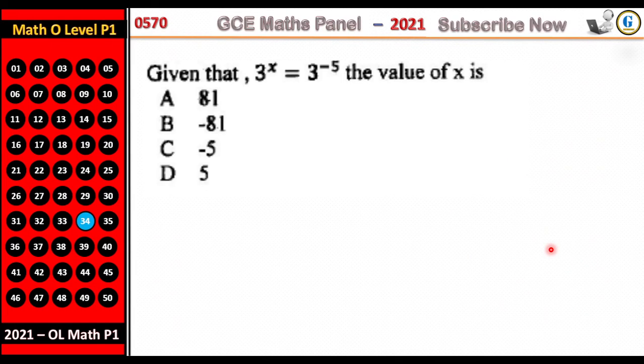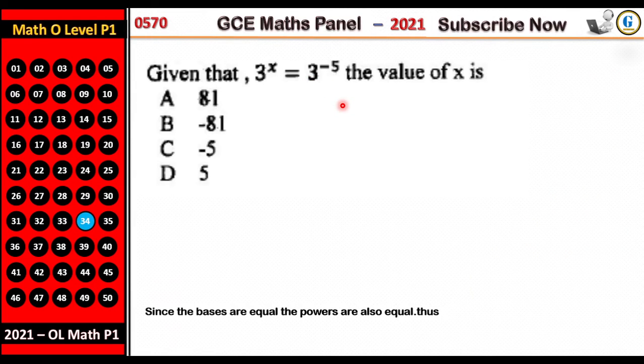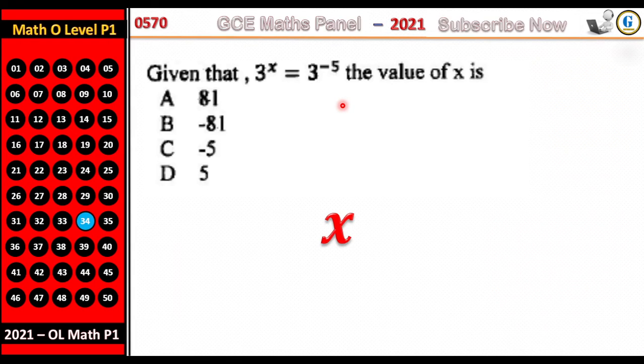Question 34. Given that 3 to the power x equals 3 to the power minus 5, the value of x is. Here, dear students, the bases are the same. Since the bases are the same, we just equate the powers. Therefore, x is equal to minus 5. There is no need to stress ourselves here.